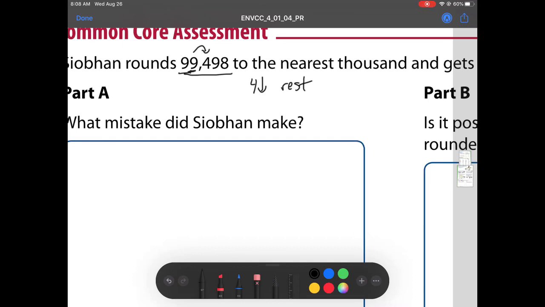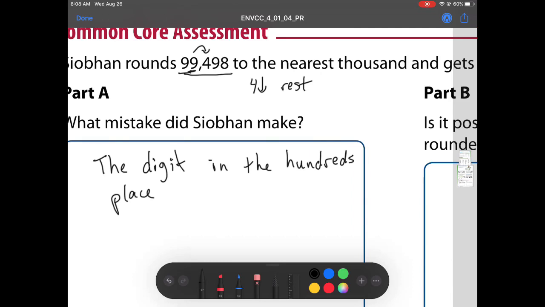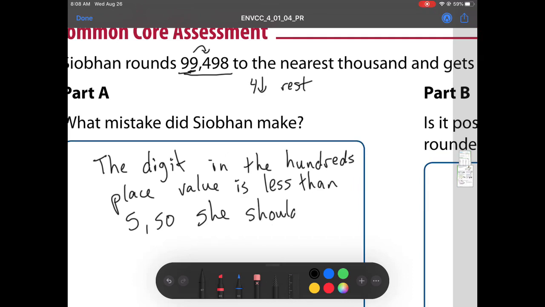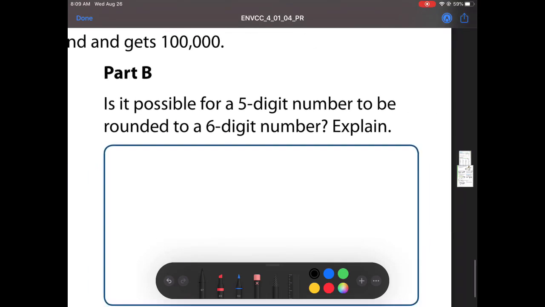So the answer that we're going to write would be this: the digit in the hundreds place value is what? It's less than 5. Or we could put is 4 or less, because those are the same thing. So what should she have done? She should have rounded to what? She should have rounded to 99,000.